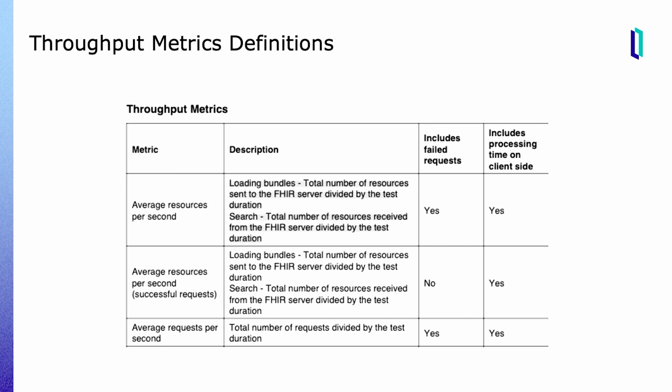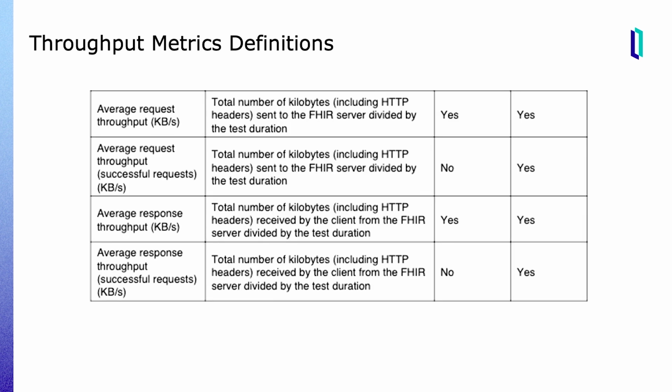Throughput metric definitions. This is where it's very important to understand what you are measuring. The key measurements, and we measure a lot more than what I'm going to show you this afternoon, are the average resources per second and the average requests per second. Normally you get more resources than just one per request, depending on the type of request you're making. But these are the most important metrics.